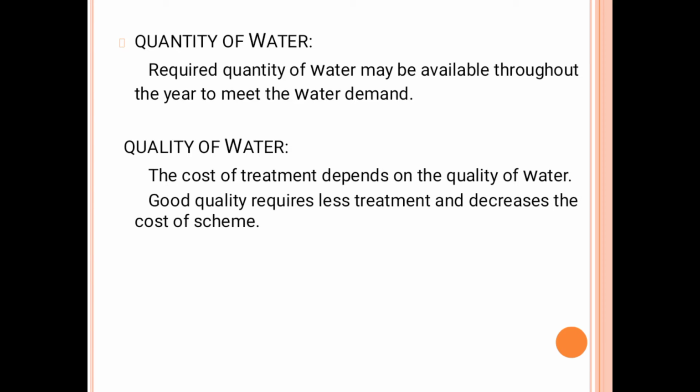Then quantity of water. The required quantity of water should be available throughout the year to meet the water demand. Then quality of water. Cost of treatment depends on the quality of water. Suppose the water quality is good, less treatment is required, and it decreases the cost of the scheme.